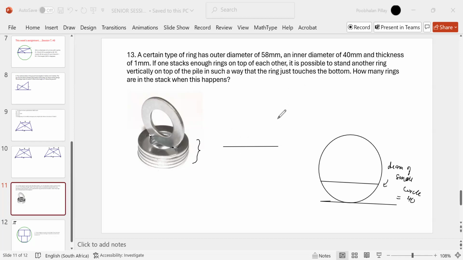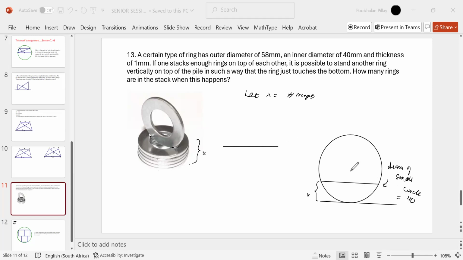Now the question is, how many rings are in the stack? So we said earlier on, if there are X rings, let X be equal to the number of rings. Each ring is 1 millimeter thickness. So if there are X rings, the height from the top to the bottom is X, because it's 1 plus 1 plus 1, X times. So that height is X. So this is what you've got here at the moment. And our problem is to calculate X. How do you calculate X?